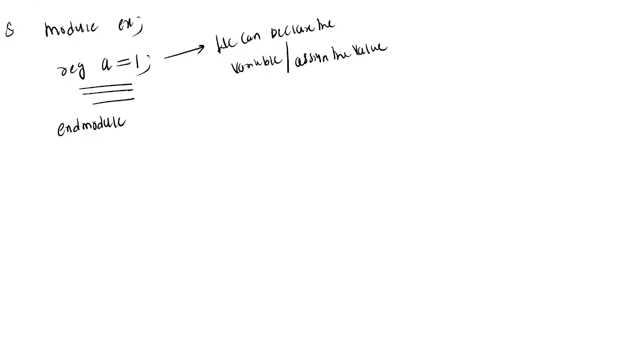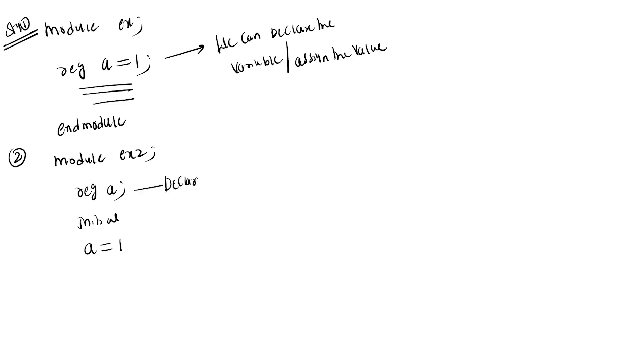Let us take it as style one, one type of representation. And next, we can declare the variable separately in a module. Let us take example 2. I will declare the variable with reg data type, and initial a equal to 1. So this is nothing but declaration, and the next one is assigning the value. Like this I can do. So there are two types of declarations.